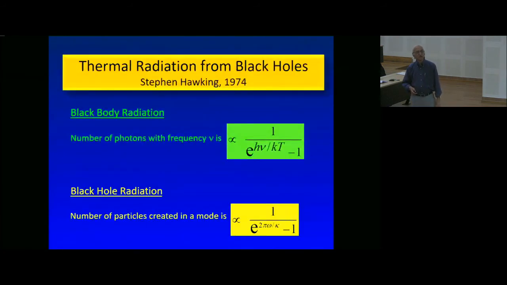And what he found was that the number of particles emitted in a certain mode with a frequency omega is 1 over e to the power 2 pi omega by kappa minus 1. And there is the black body radiation formula. So you see the temperature is indeed the analog of surface gravity kappa.